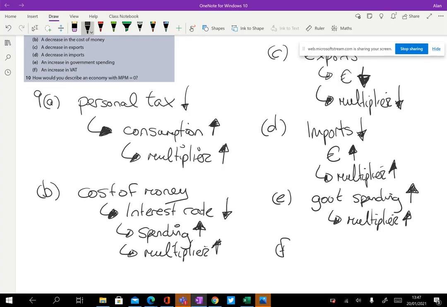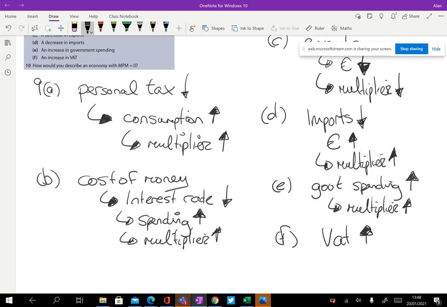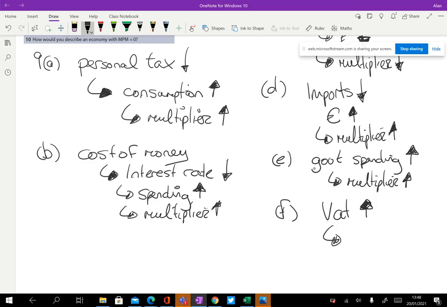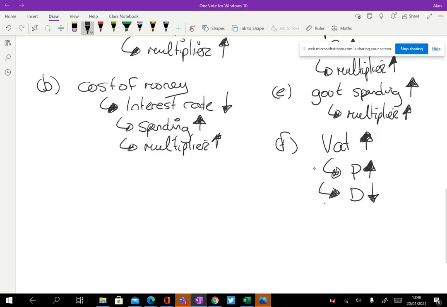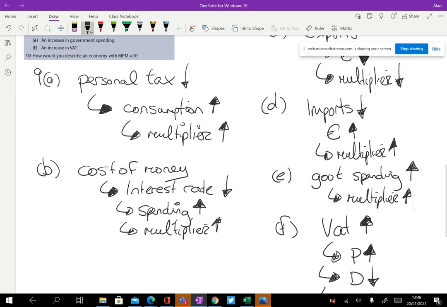And part F, an increase in VAT. So what's the situation with an increase in VAT? VAT is a tax which makes things more expensive, which means the price of goods goes up. So inflation, we'll talk about inflation later on. If the price of stuff goes up in general, what am I going to do? It means your demand is probably going to fall. Price increases, demand falls. Am I spending much money? Not really. So how much money is circulating through the economy? Less. I'm not spending money. So there's going to be a decrease in the multiplying effect.